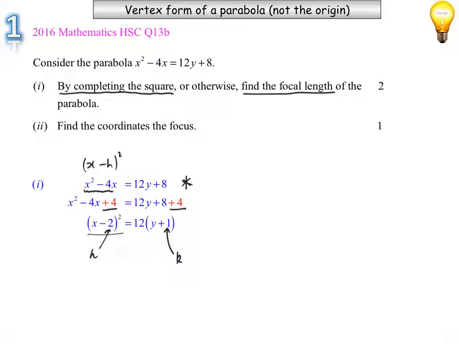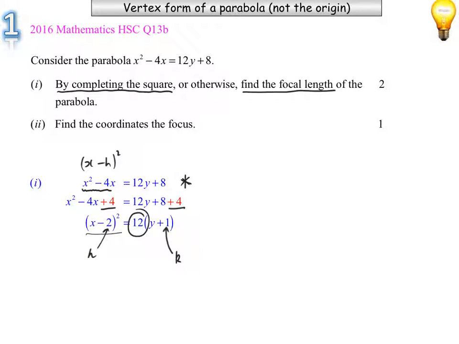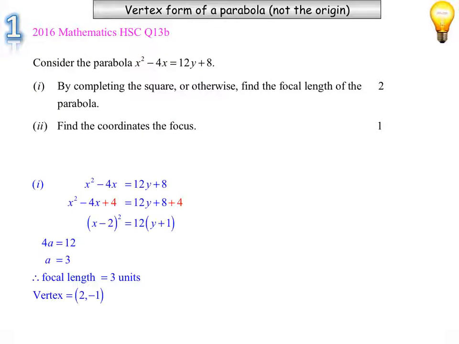Okay, so that leaves us with this being 4a. So 4a is equal to 12. a is equal to 12 divided by 4. So there is our focal length found. I've indicated the vertex because that's the next component, just for my benefit.